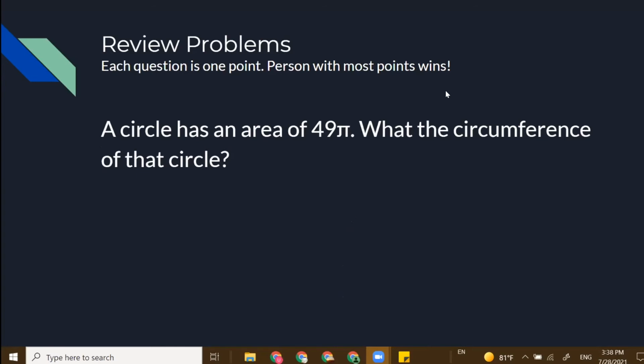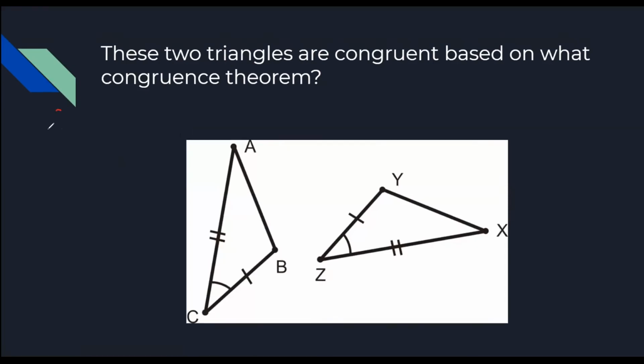The two triangles are congruent based on what congruence theorem? Keep in mind, we have a couple of congruence theorems, okay? We have side, side, side. We have side, angle, side. Angle, angle, side, and I think it was angle, side, angle. Side, angle, side. Sorry, who said that first?